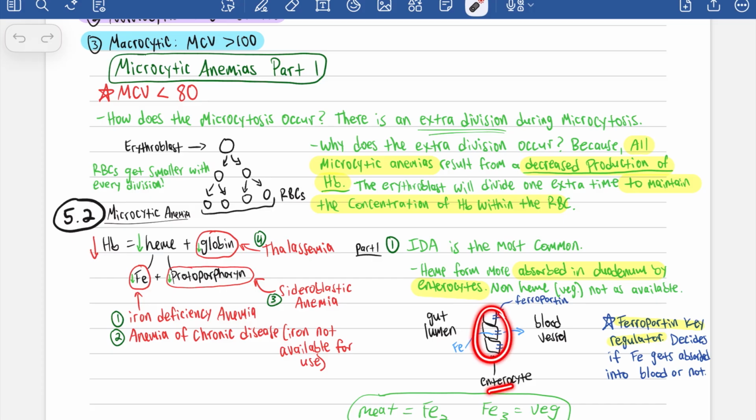The enterocytes are going to absorb the iron, and they're going to pass it through the blood, and then you can be able to use it, right? And one key regulator is ferroportin. So ferroportin is going to decide if iron gets absorbed into the blood or if it stays here. And so ferroportin is also very important when thinking about iron deficiency anemia.